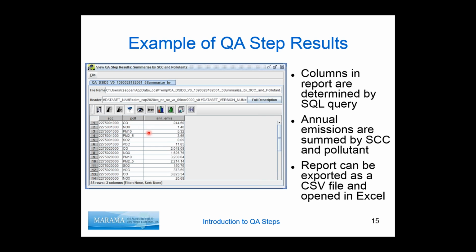The actual columns and the data that's in this report, that's all determined by that SQL query. That's what makes the different QA steps do different things, is the SQL query. And then this report can be exported as a CSV file, which is comma separated values, and that can be opened in Excel or any other spreadsheet program that you have. And we'll see an example of that in just a little bit.